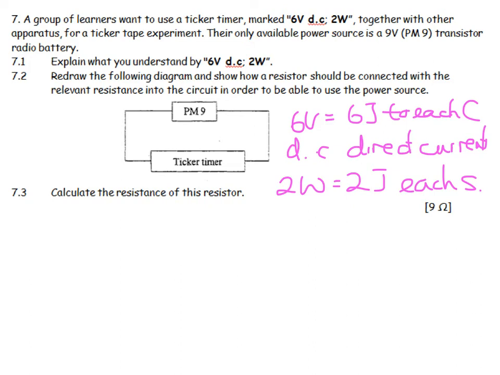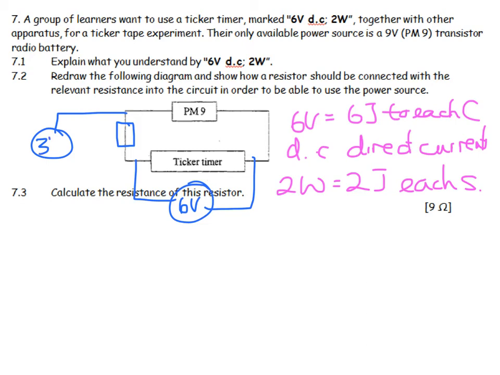Unfortunately, we haven't got a 6 volt source. We've only got a 9 volt source. So now what am I going to do to decrease that voltage? I'm going to put a resistor in here, and I need 6 volts across the ticker timer, and I am going to need 3 volts across the resistor. They want to know the resistance of the resistor. I've still got very little information.